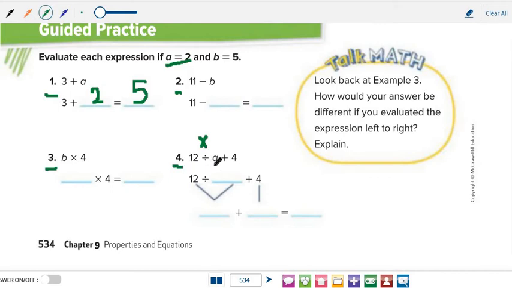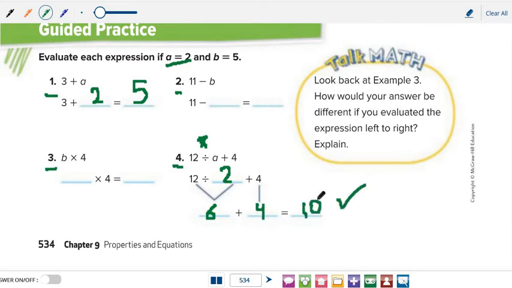So we need to start with division. 12 divided by a equals 2. From the question we know a equals 2. So 12 divided by 2 equals 6. 4 is the same. Now 6 plus 4 equals 10.